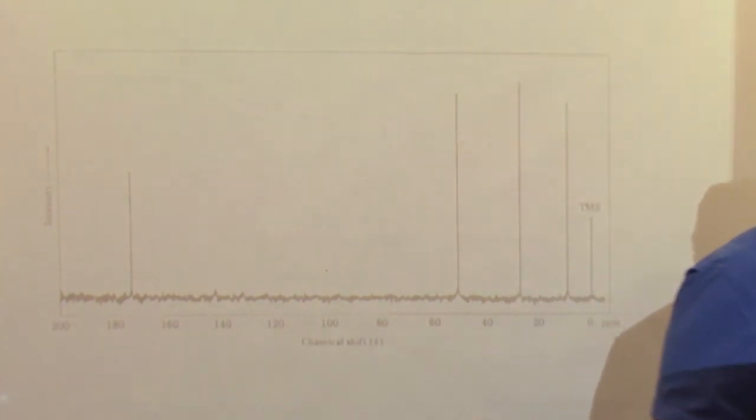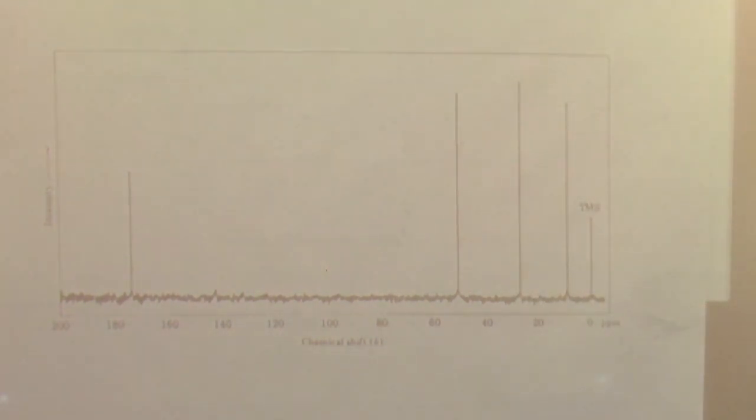Okay. So, you have that picture. Let's go now to the next picture in your book. And that should say alkane series C13 NMR spectra on it.